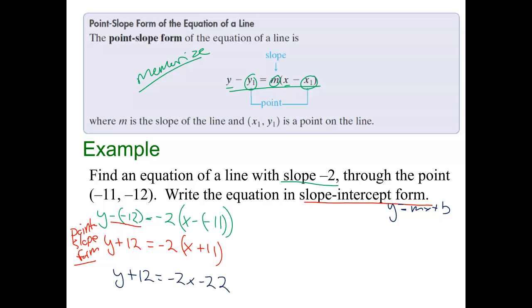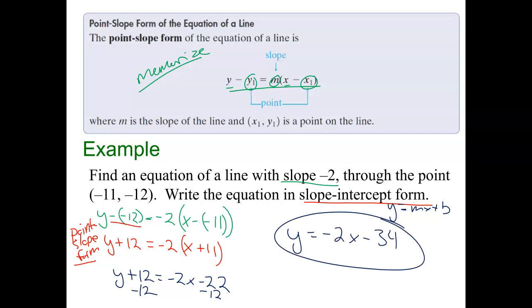And then to get y by itself, what do we do? Subtract 12 on both sides. So when I subtract 12, there we go. y equals negative 2x minus 34. There's my slope-intercept form. So use point-slope form, fill in the numbers, and then rewrite the equation.